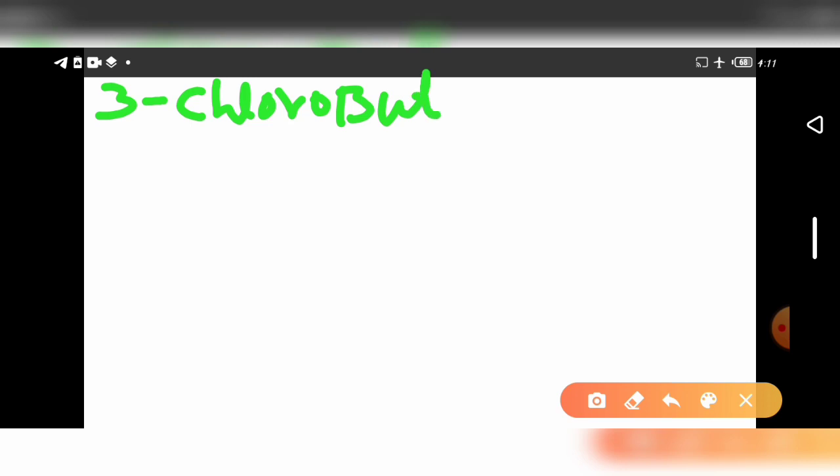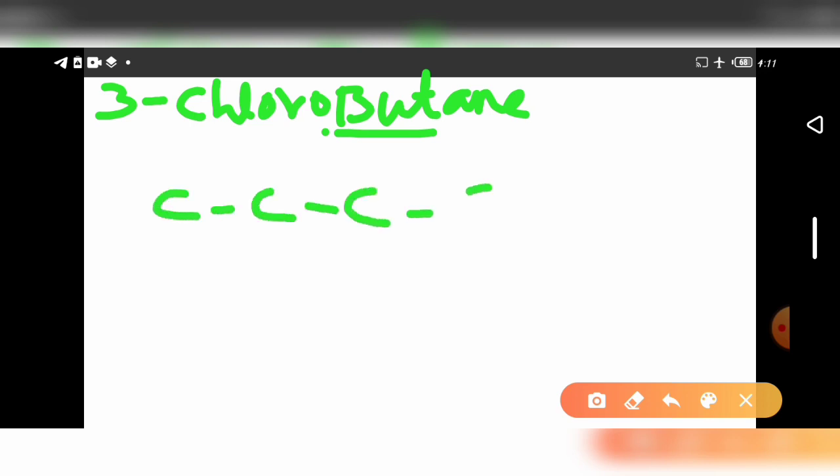3-chlorobutane. First you have to know about but-. But- means 4 carbon. So you draw the structure. See here. Draw the structure C, C, C, C.